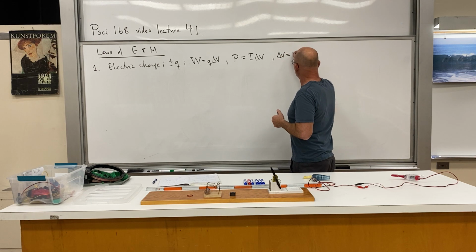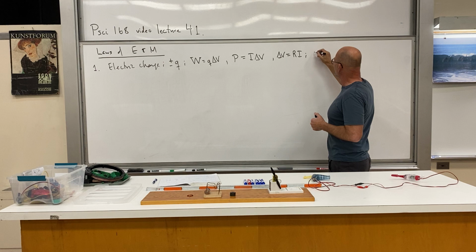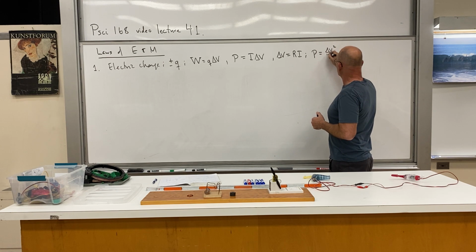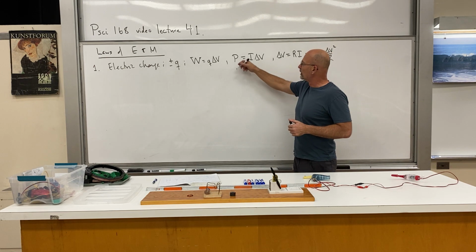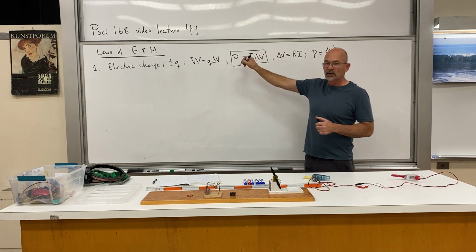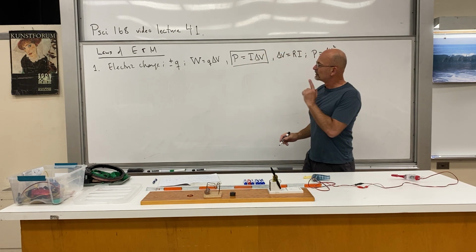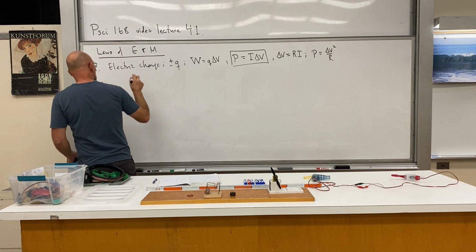Delta V equals R times I, from which we also had power equals delta V squared over R. But this is really the one we made the most use of. It's got the voltage, it's got the current, it's got the power. Good, so that's the first discussion point, the first section that we've learned about.